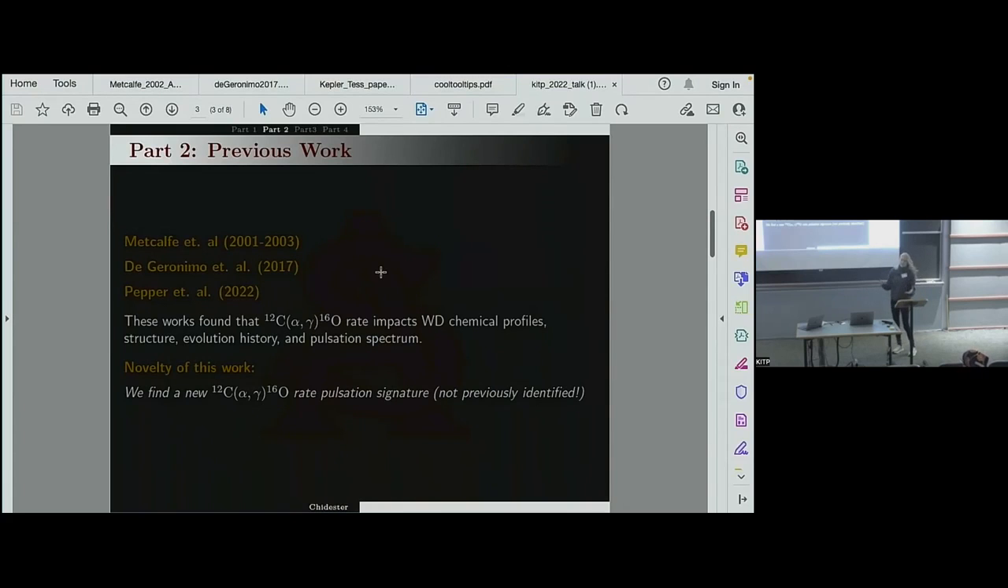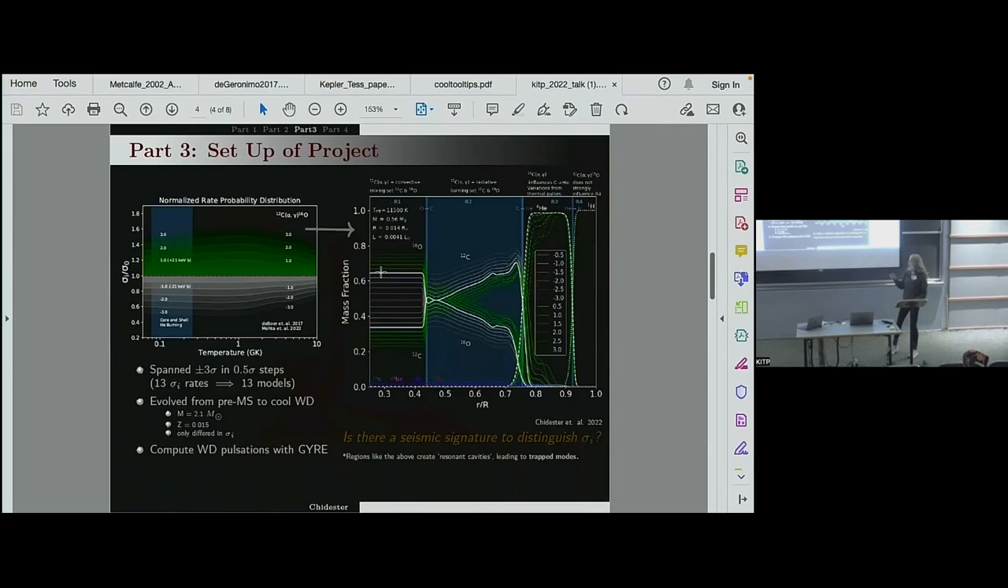The idea is to vary the C12 alpha gamma rate and see how that impacts the resulting white dwarfs. Collectively, these three found that when they varied the rate, it impacted the white dwarf chemical profiles, the structure, evolution history, and the pulsation spectrum. The novelty of the work that I'll present today is that we found a new pulsation signature for the C12 alpha gamma rate that has not been identified previously. How we did that is going to be described here.